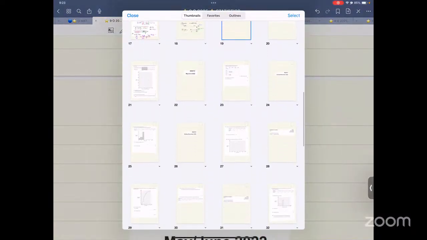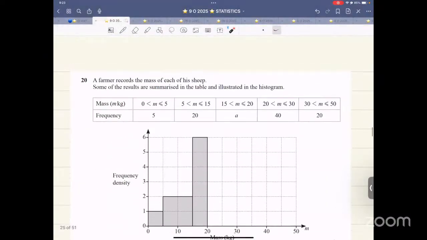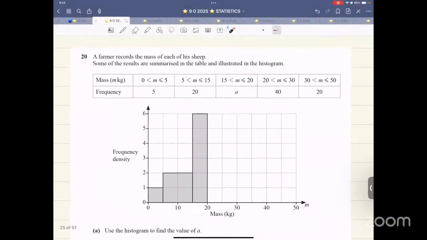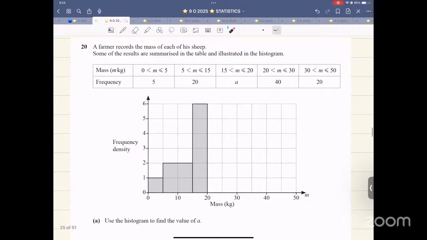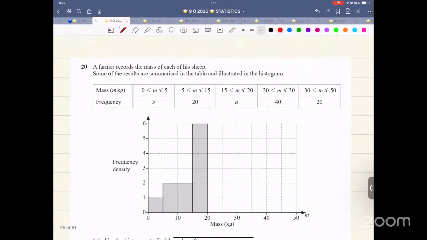Now, let's say if I look at this frequency thing, a farmer records the mass of each of his sheep. Some of the results are summarized in the table and illustrated in the histogram. So that is the frequency distribution. And frequency density is there. So we know this concept. That is frequency density. If we make it thinner, frequency density is class frequency over class width.